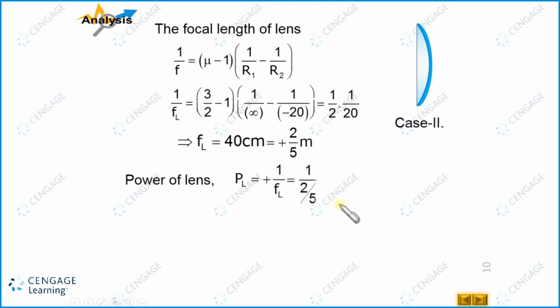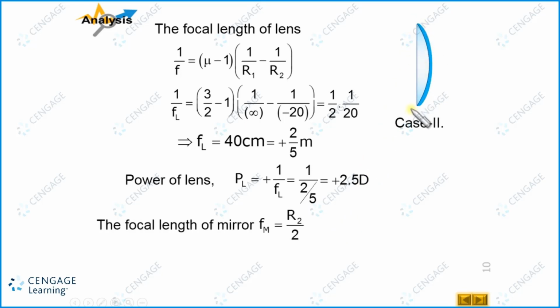So this power is 2.5 diopter as we calculated in the previous case. Now the focal length of the mirror equals the radius of curvature divided by 2, that is R2 divided by 2, the second surface radius of curvature. And as we know, the center of curvature will be on the left hand side, so R2 should be with the negative sign. So here we can write minus 20 divided by 2, that is equal to minus 10 centimeter, and in meter it is minus 1 by 10 meter.